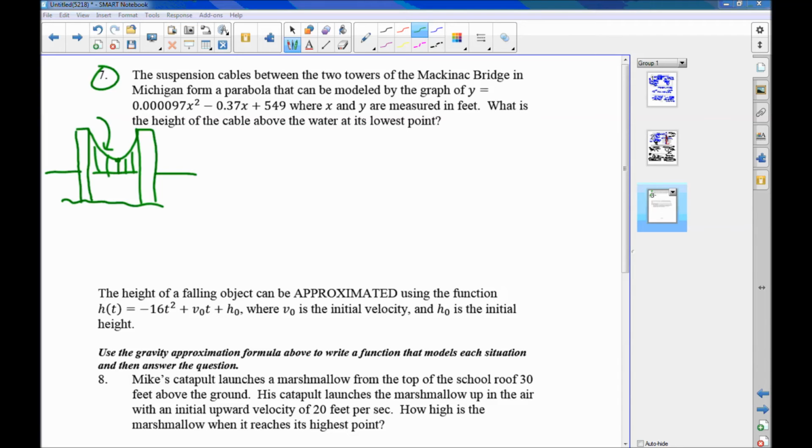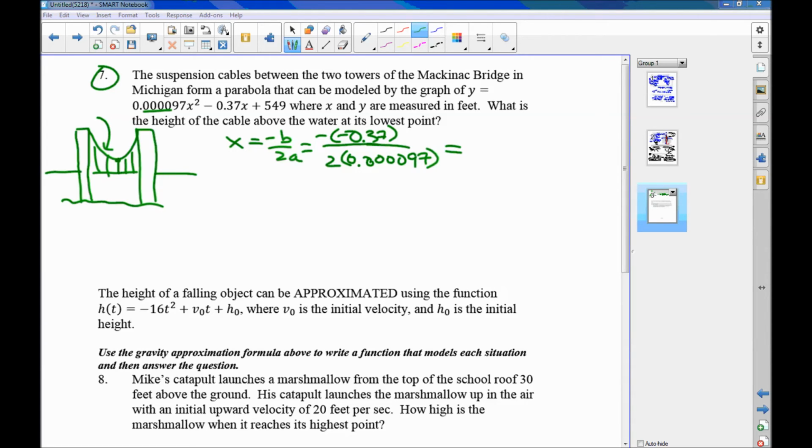All right, so the same thing as before. We'll find the axis of symmetry, so negative b over 2a. This is negative negative 0.37 divided by 2 times 0.000097.